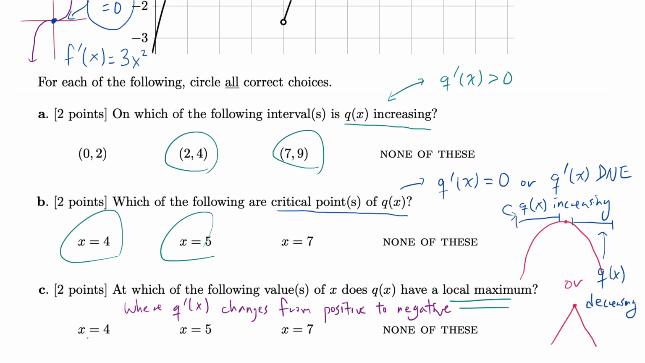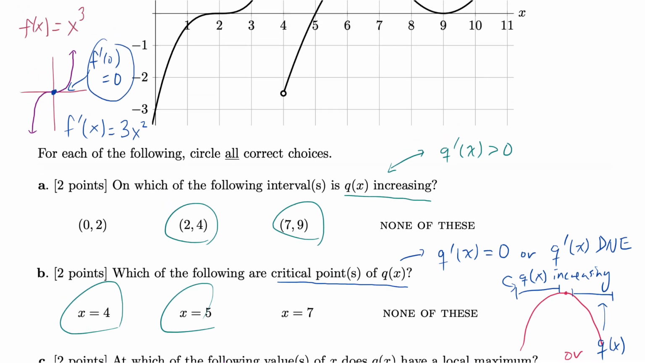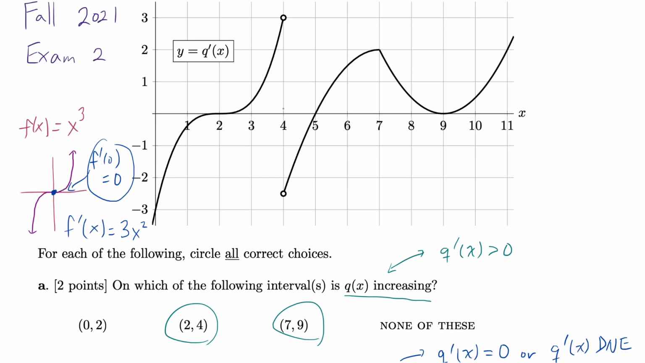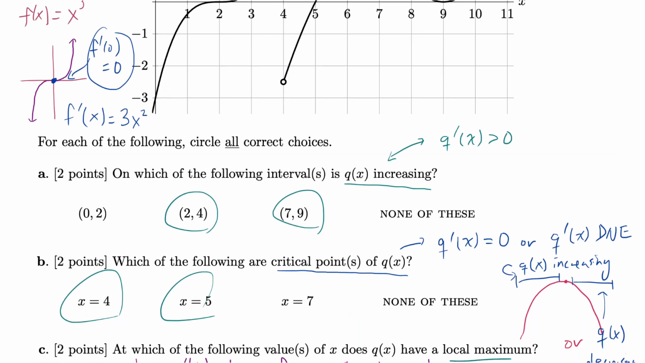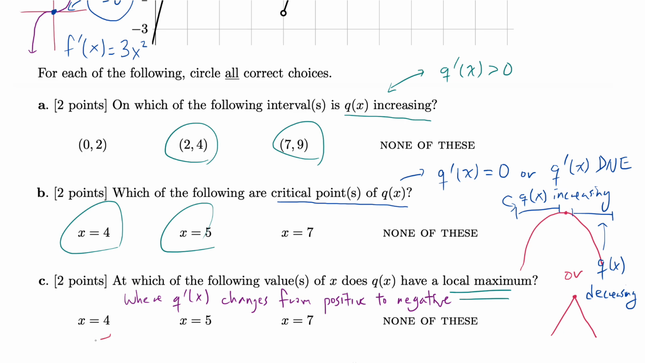So let's check one by one. You want to check 4, 5, and 7. Let's see what's happening in each one. So here at 4, what's happening at 4? Well, q prime of x is positive here, and at 4, we are in fact switching to being negative. So you are going from positive to negative, so 4 is good. So at 4, we in fact have a local maximum.